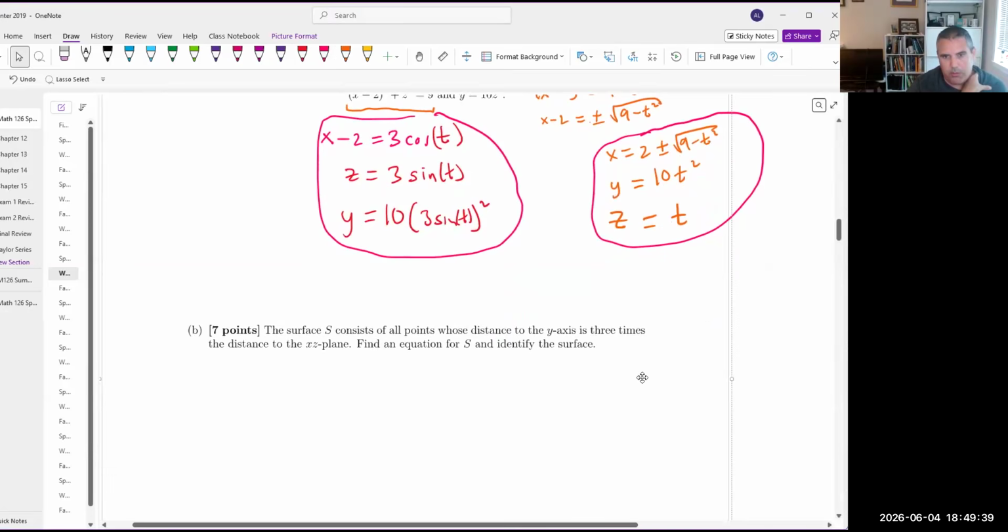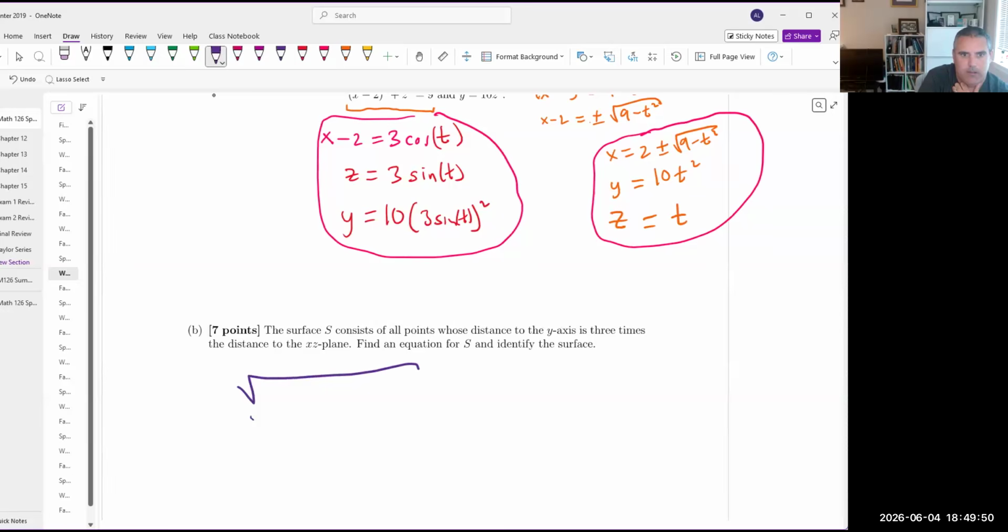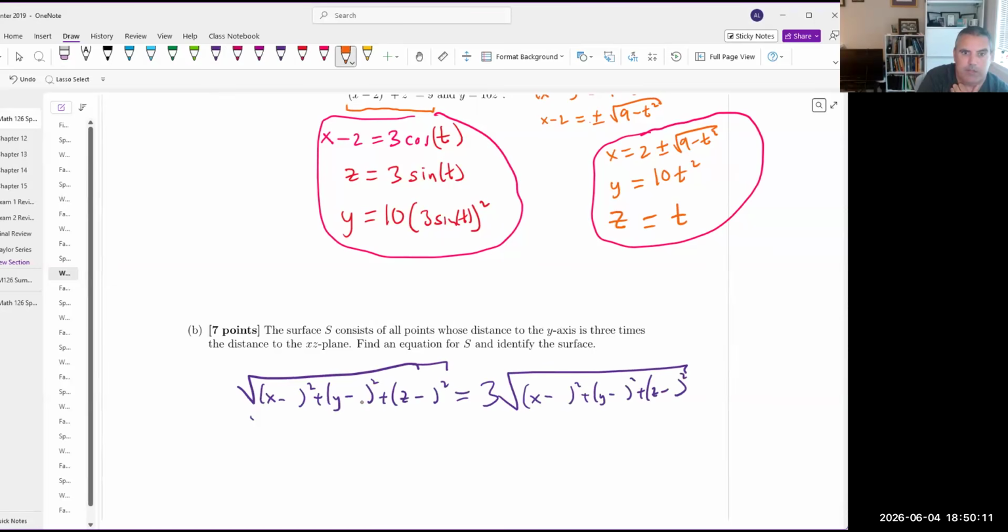The surface consisting of all points whose distance to the y-axis is 3 times. So this is a translation question where you're going to have to write, this goes back to exam one, the distance from x, y, z. I can't remember if I had this on exam one or something similar, is 3 times the distance from x, y, z to something else. This is how I set those up. And then I had to think about what the question was telling me goes in these spots.